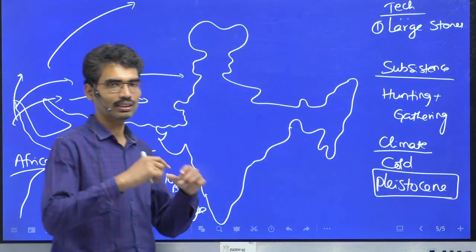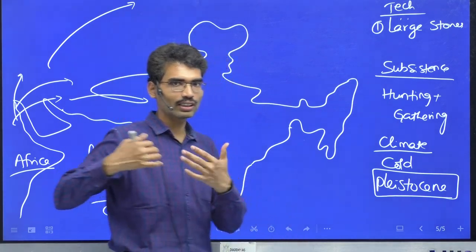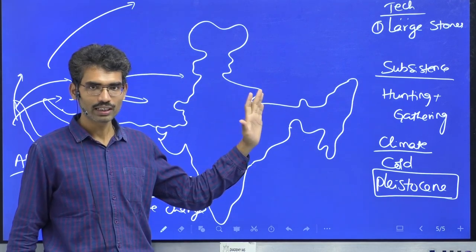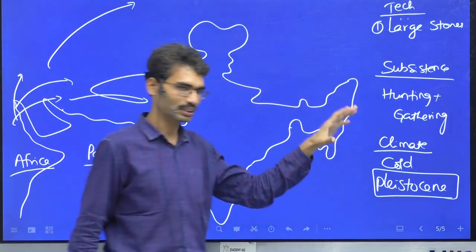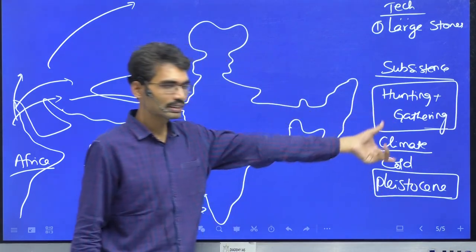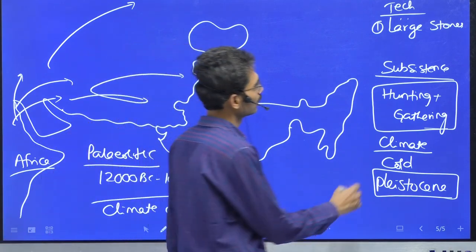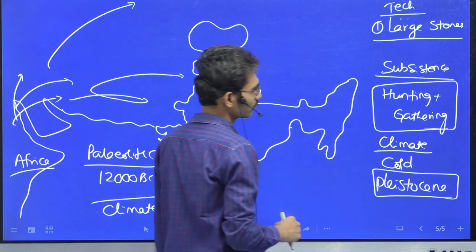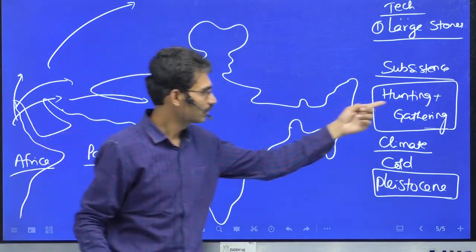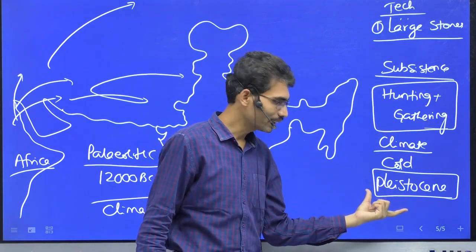I will keep underlining, I will keep highlighting what is important for prelims. So while you are listening, you can listen to the narration, you can listen to the story, and at the same time have some special attention to those which I am going to highlight. These sentences will appear in the examination as part of prelims MCQs. They used large stones. The purpose of these stone tools, because they were living in this primitive stage, hunters and gatherers. The climate was also very cold.